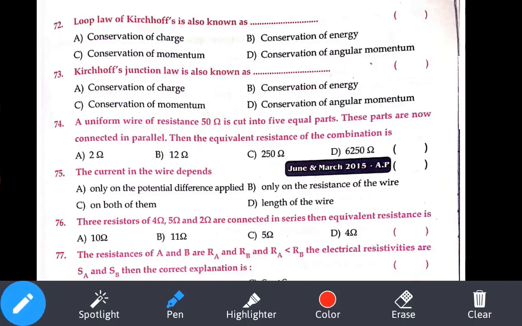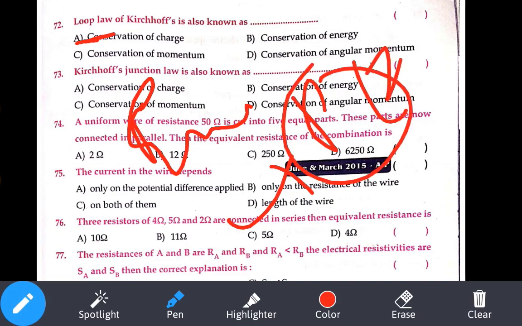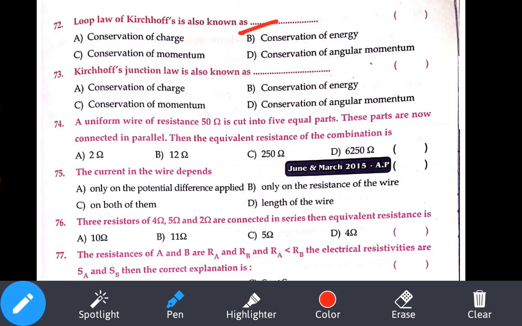Let me zoom it. Kirchhoff's loop law is also called the loop law. Loop law is based on conservation of energy, because there we'll be discussing our potential difference. The algebraic sum of increase or decrease of potential difference across various components in a circuit is equal to 0. That is the definition. So not potential energy, it is about the potential difference. So it is based on conservation of energy. Option number B.